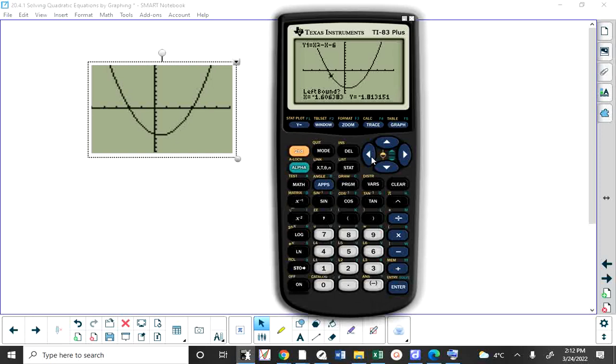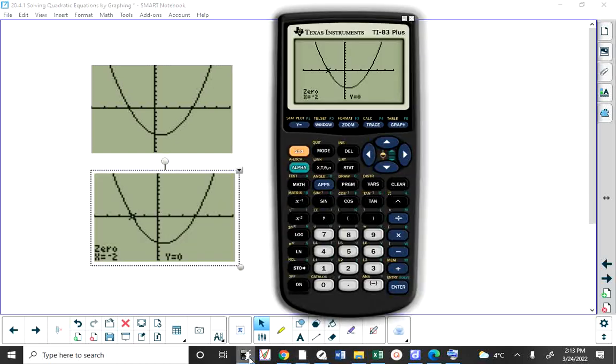So I put my cursor to the left of this. I hit enter. I put my cursor to the right. I hit enter. I hit enter. It's -2. I do the same thing on the other x-intercept. I go back to my calculate menu and choose option 2, which is finding a 0.